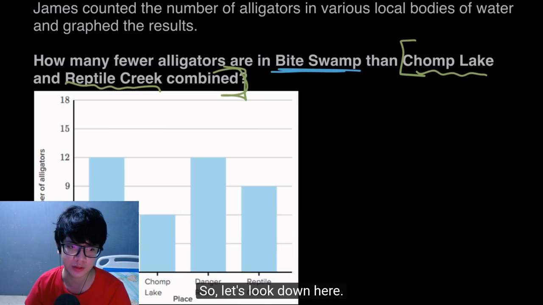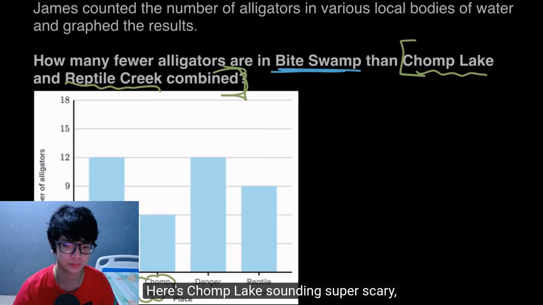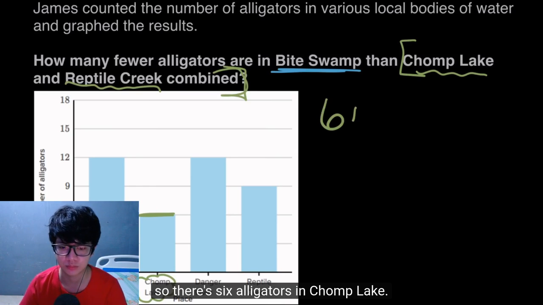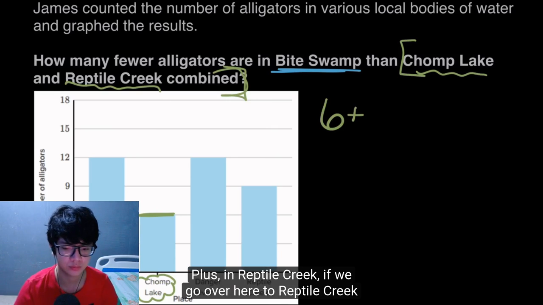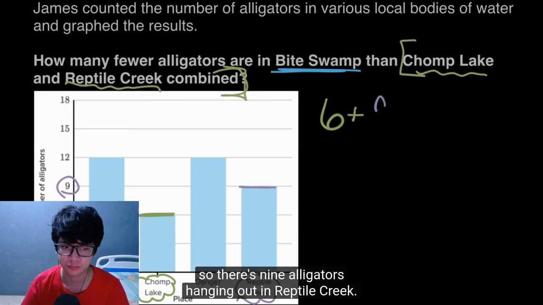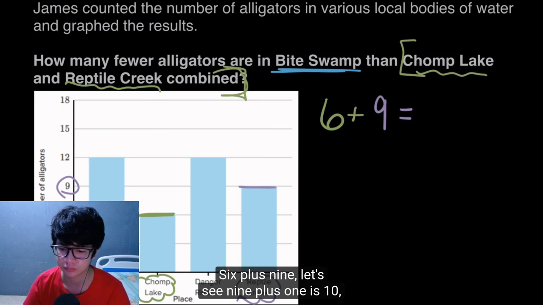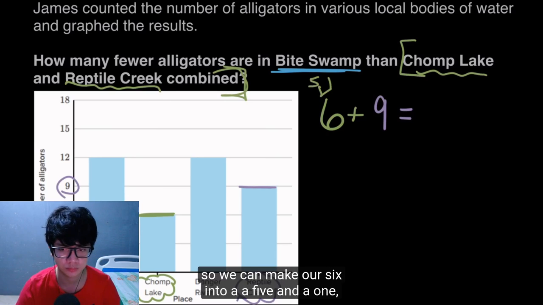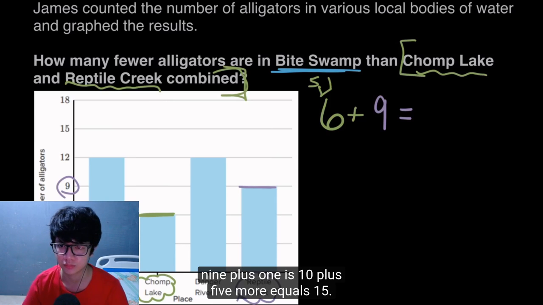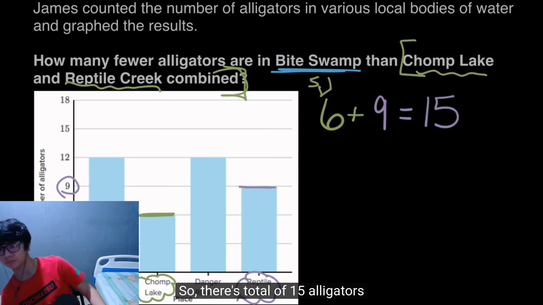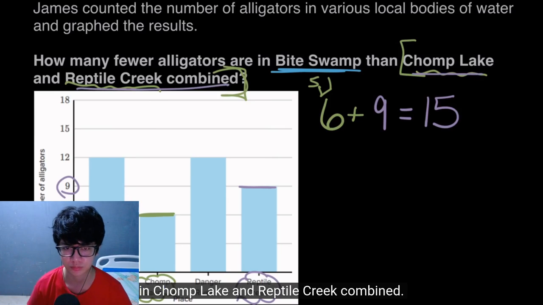So let's look down here. Here's Chomp Lake, sounding super scary, and its bar lines up to 6. So there's 6 alligators in Chomp Lake. Plus, if we go over here to Reptile Creek, this bar lines up to 9. So there's 9 alligators hanging out in Reptile Creek. 6 plus 9: 9 plus 1 is 10, so we can make our 6 into a 5 and a 1. 9 plus 1 is 10, plus 5 more equals 15. So there's a total of 15 alligators in Chomp Lake and Reptile Creek combined.